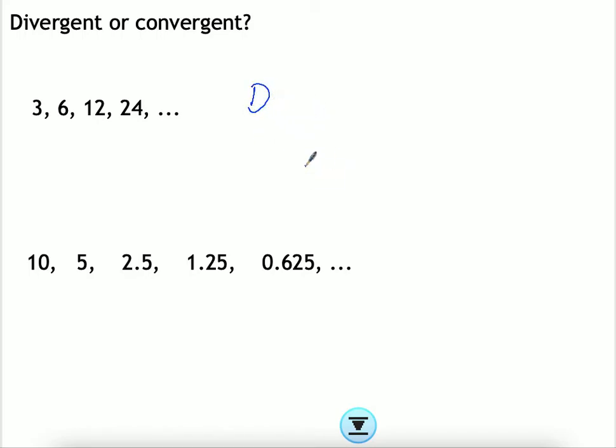A convergent sequence is one that converges on a particular value. Often it is 0. This one's halving each time, so the number's getting smaller and smaller until eventually, if we could continue this sequence forever, it would get to 0. That is a convergent sequence. So if this was a series, eventually it's going to be add 0, add 0, add 0, which is not going to do a lot.